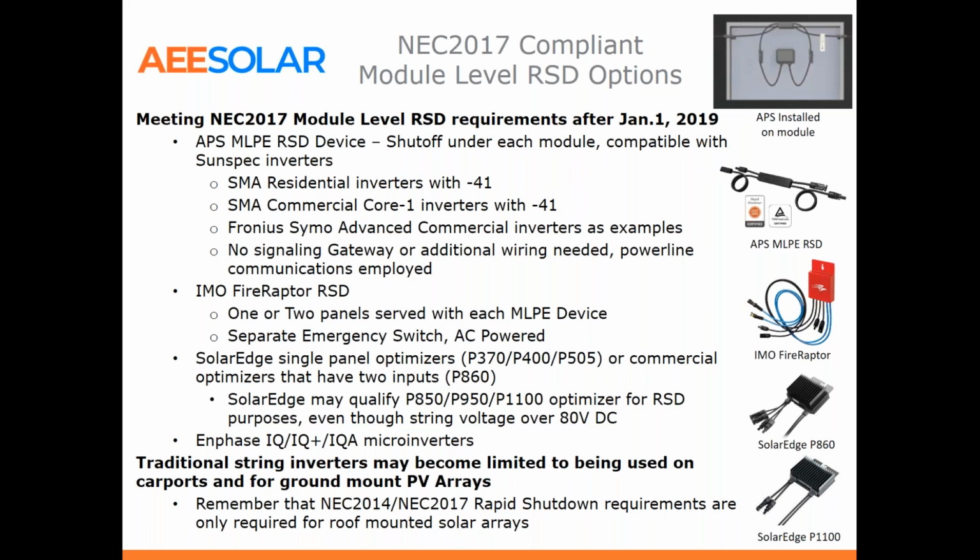Some of these can accept 2 modules, but for the most part, these are single module devices as well due to the current voltages. SolarEdge is another way to meet rapid shutdown, a very common way. So there are single input optimizers like the P370, the P505, and commercial optimizers like the P860 or P960 that have 2 inputs. There's a picture of those over there. Those all meet rapid shutdown. You'll see the P860 and the P960 used more on their commercial larger inverters.